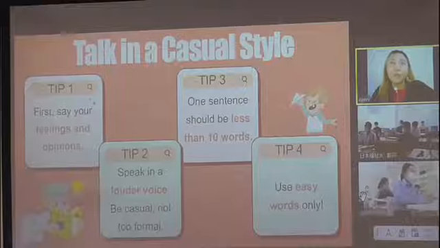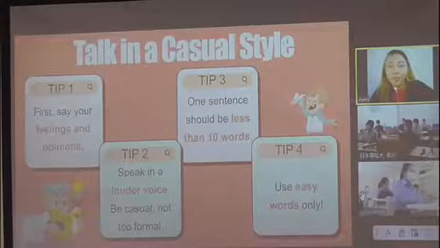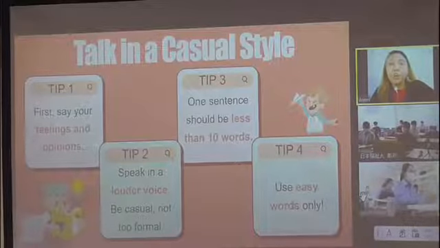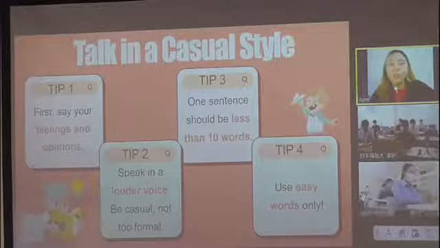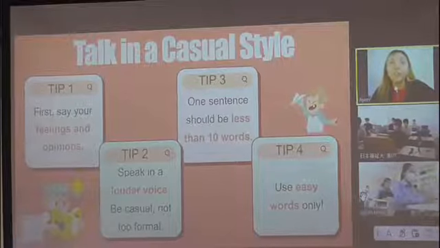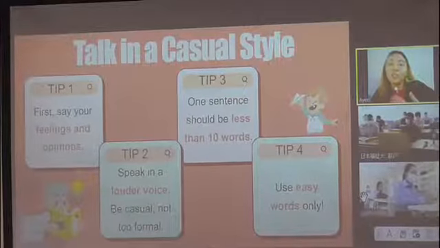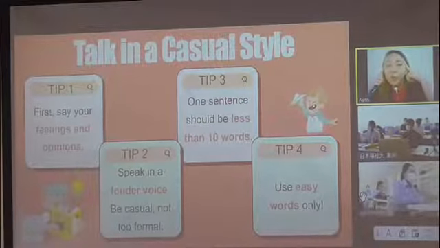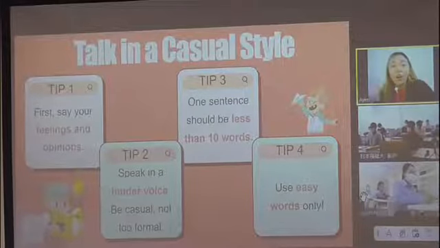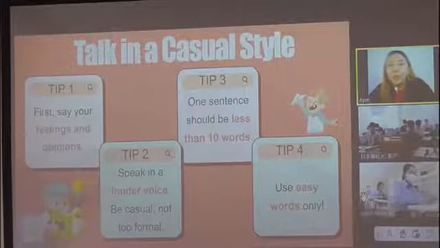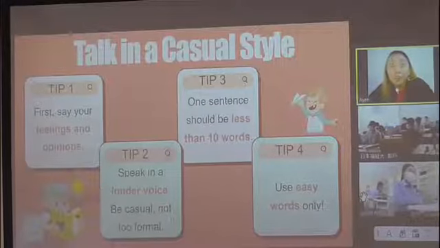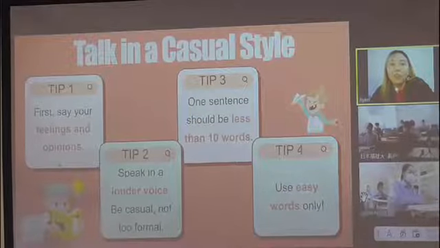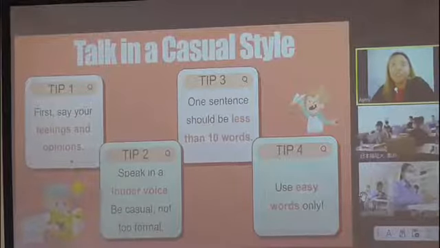First tip, number 1: say your feelings and opinions. This is very important in having a presentation, because if you are able to say what your thoughts are and what you think of the picture, it will go on eventually. So you only have to put effort into thinking, what should I say? And always be careful, because what we explain should be factual information or based on true stories and facts.